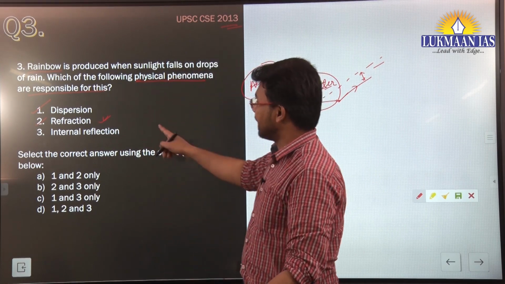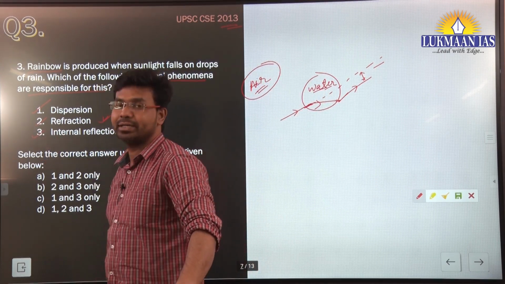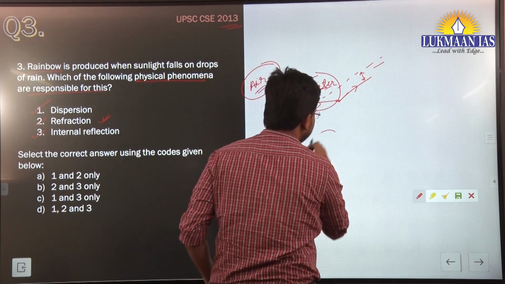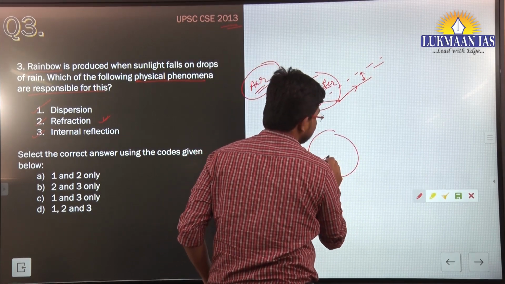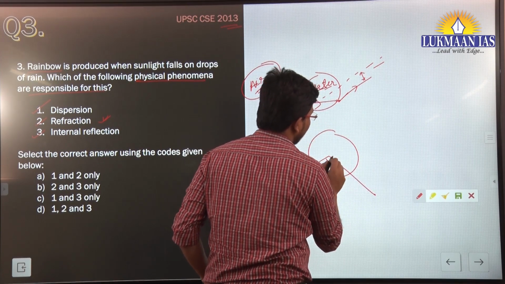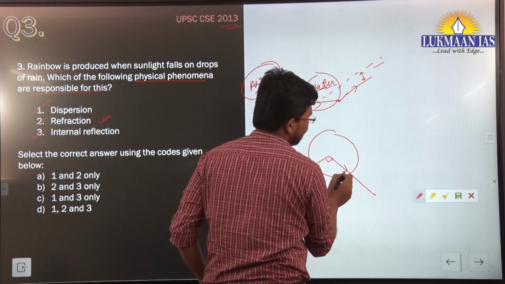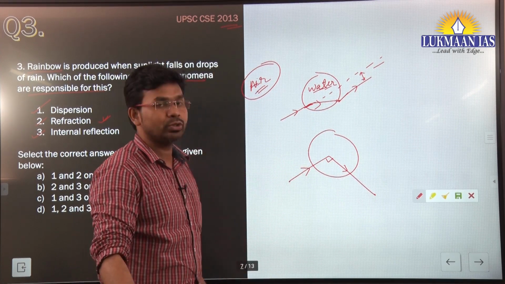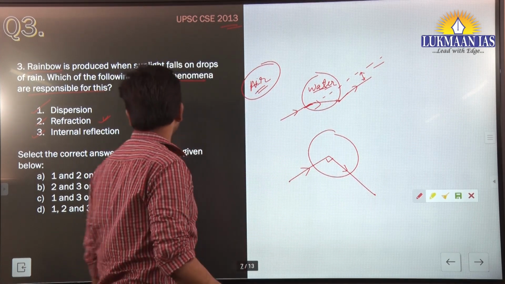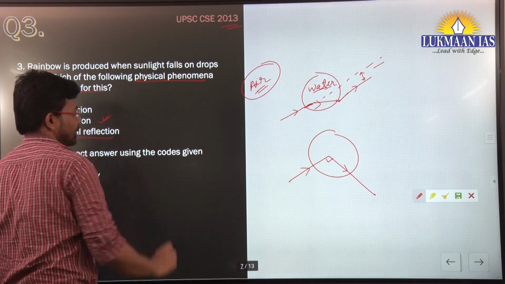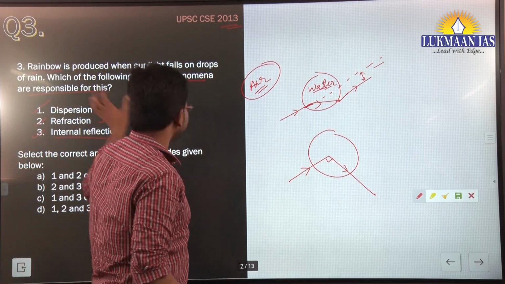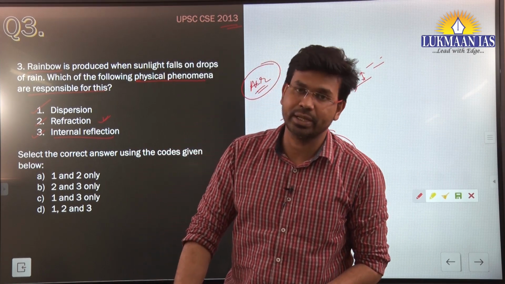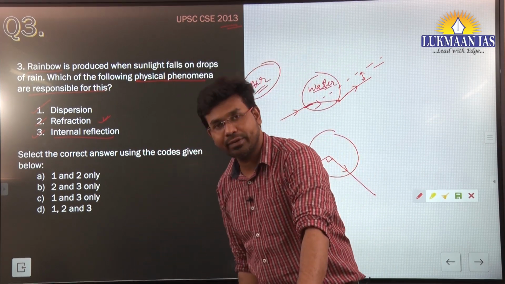And if we talk about internal reflection, what happens? Let's consider light goes like this, and after passing, it reflects back to the same medium. That is known as total internal reflection. So all these physical phenomena are associated with rainbow.